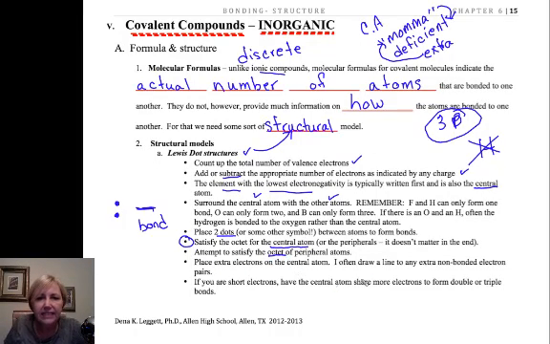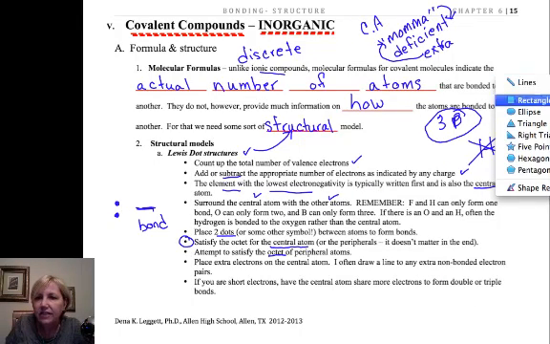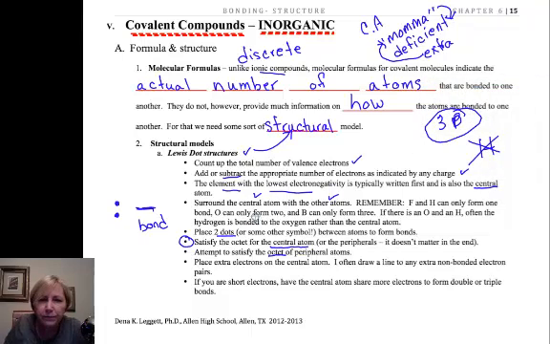Satisfy an octet. There are a few elements that are exceptions to the octet, and that's shown in this rule here. Fluorine and hydrogen only form one bond, but fluorine still has an octet. Oxygen can form only two bonds. Boron forms three bonds. Okay, so we've got hydrogen is satisfied with two electrons or one bond.